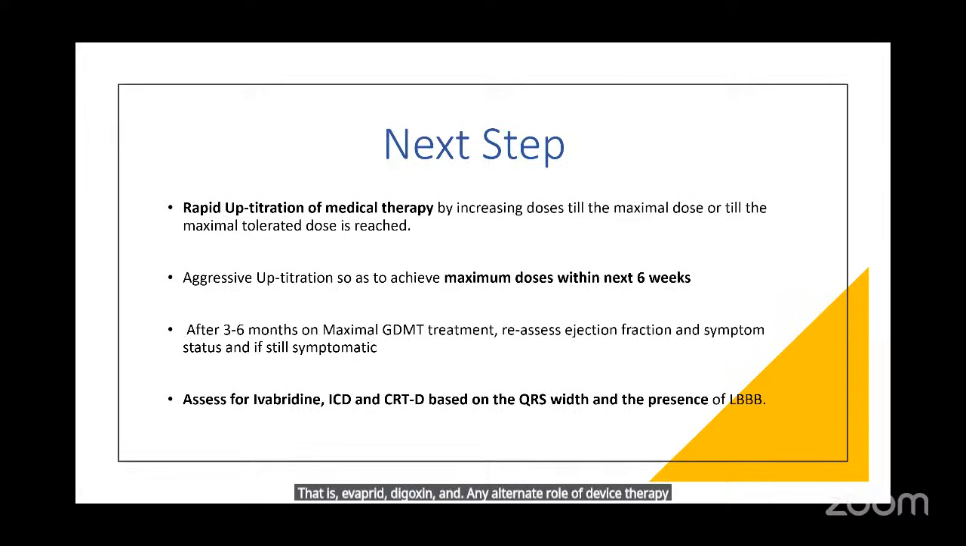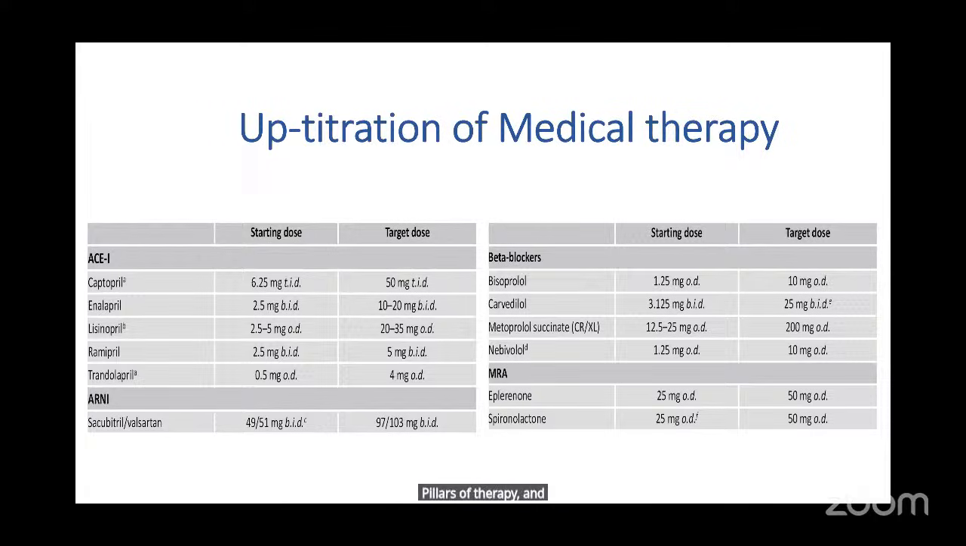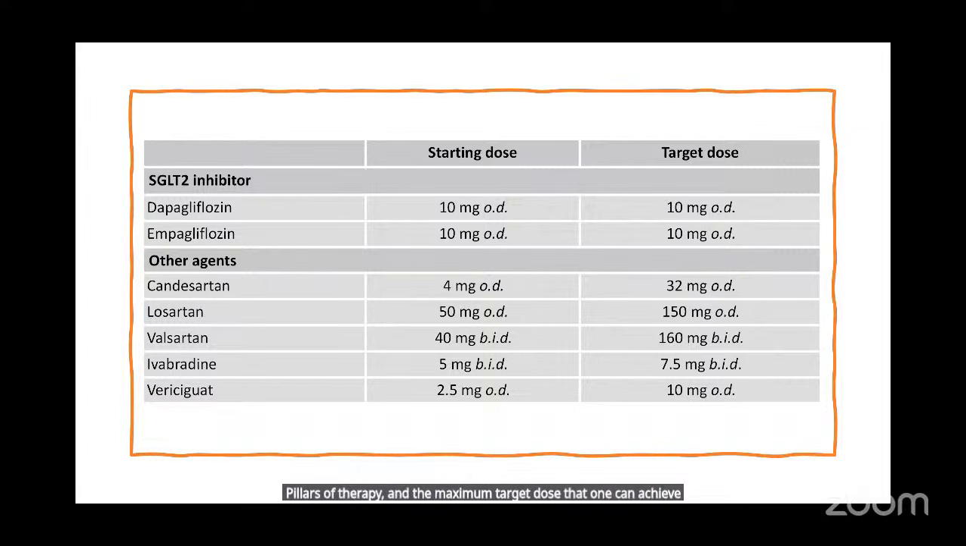Is there a role of ICD and CRTD based on the QRS width and the presence of left bundle branch block? This has been covered initially. These are the starting doses of all our pillars of therapy and the maximum target dose that one can achieve. Similarly, these are the starting doses of SGLT2 and ARBs as we have discussed.